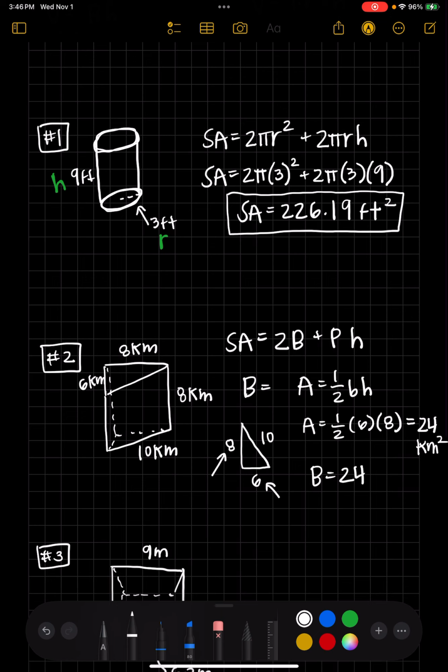Now the other thing we need to do is find the perimeter of the base. The perimeter of the base is just adding all of the sides together from this triangle. So in this case, my perimeter would be 6 plus 8 plus 10, which also gives me 24. In this case, that would just be kilometers. When we're doing a perimeter, it's just adding the length, so it's not squaring anything, which means it's just a length, it's just kilometers.